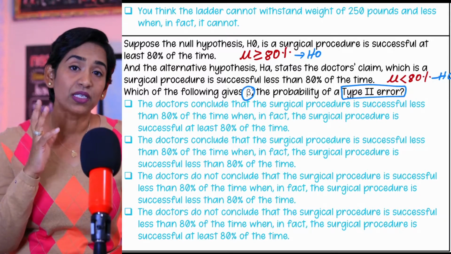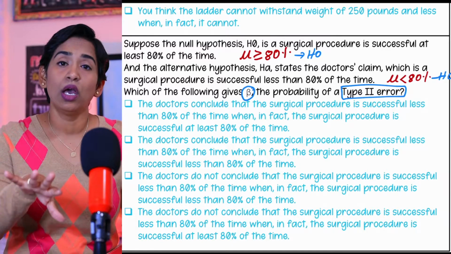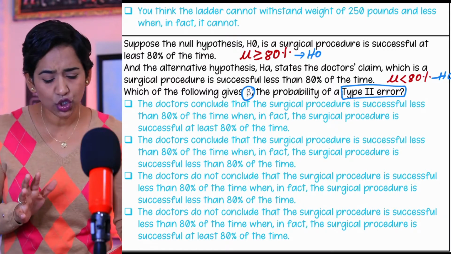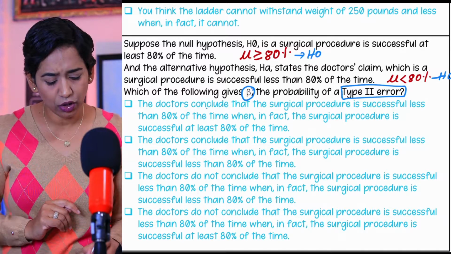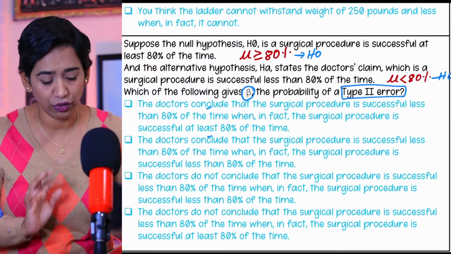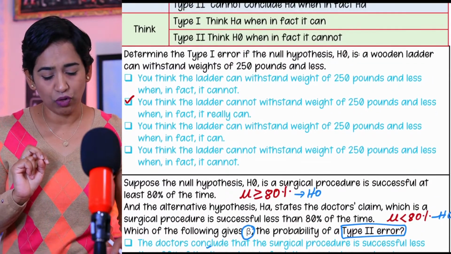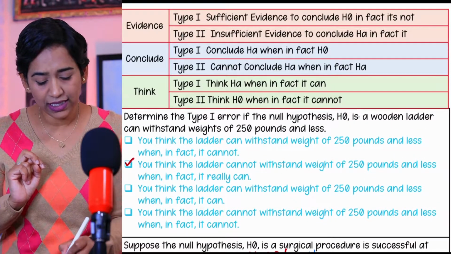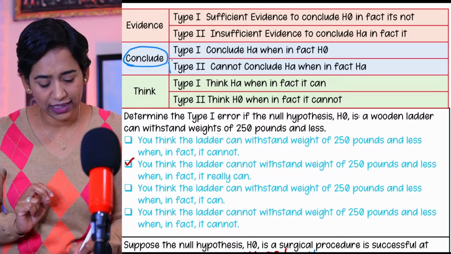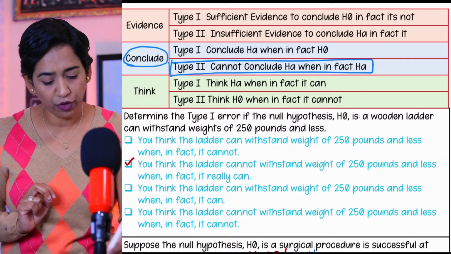The next step is you have to use the table. So you have to look into your options and see what's the verbiage. When I'm looking into my options, I see the word conclude. So I know I have to look in the conclude side. Again, type 2 and conclude. I'm going to scroll down. So this is conclude, right? And type 2. So when it's type 2 and conclude, what should the verbiage be?